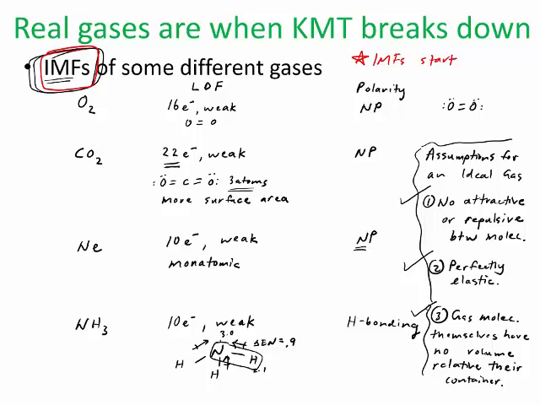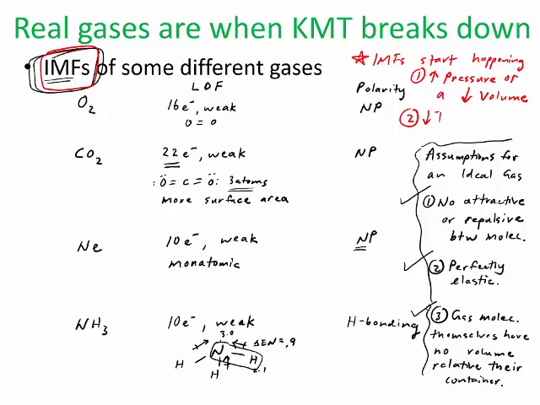So keep this in mind as I go over the graph on the next slide. So IMFs start happening primarily two times: when there's high pressure or a low volume. Okay, the other time that IMFs start happening is when it moves slower. And how do you get them to move slower? You reduce the temperature.